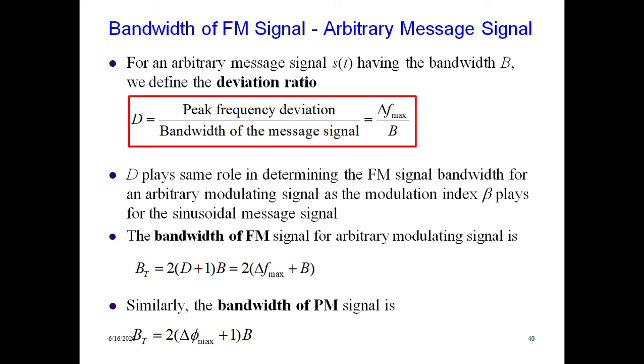Alright, so if we have an arbitrary message signal with known bandwidth, for example, just now we didn't know the bandwidth but we knew the frequency of the modulating signal, we define the deviation ratio as the peak frequency deviation divided by the bandwidth of the message signal. For this arbitrary message signal, usually we know the bandwidth and the information of the FM is not known. So what is the difference between D and beta? Actually it's more or less the same. It plays the same role as the modulation index. If you know B, we calculate the deviation ratio. If you know Fm, we can calculate beta, the modulation index. So D and beta play the same role in determining the bandwidth.